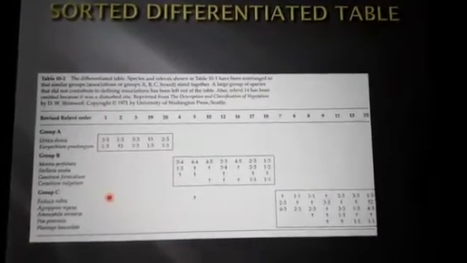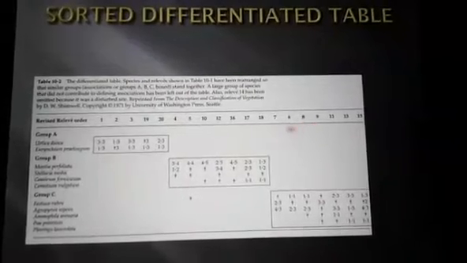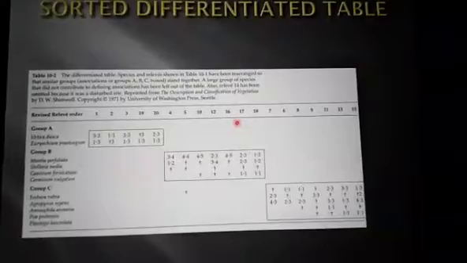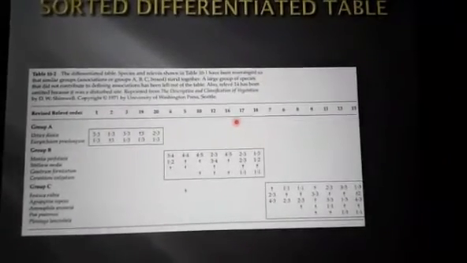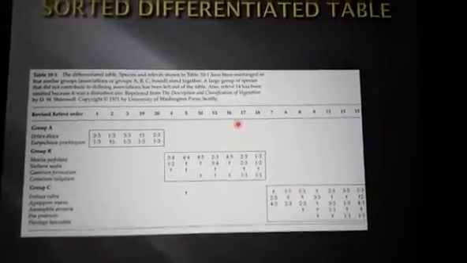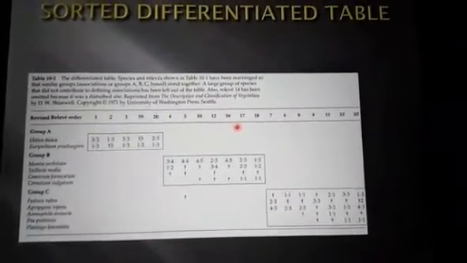And you will find that some of the relevé numbers have been omitted, some due to the fact that the sites in which they were occurring are said to have been disturbed. So if a site is disturbed, it means it does not show any species.